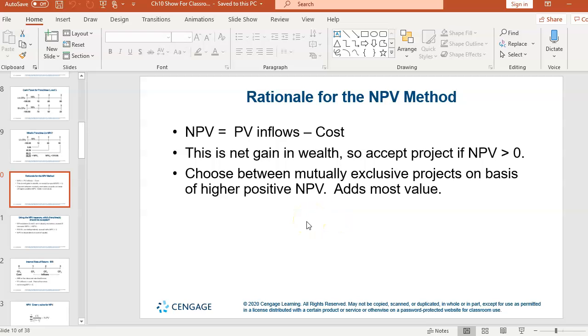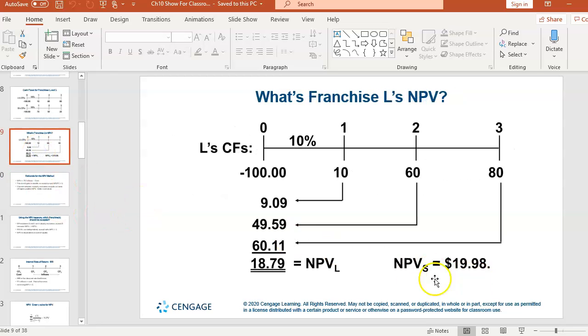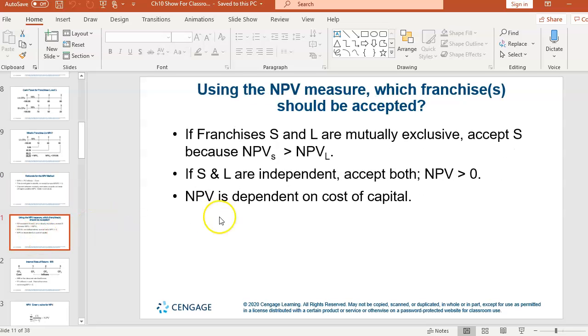And then I have to choose between mutually exclusive projects on the basis of higher NPV, which adds the most value. So going back to here, let's just say that L and S are mutually exclusive. I can only do one. Maybe they both are investments to solve the same problem or to do the same thing, but I've got two possible cash flow patterns based on how I work my investment. Well, clearly I would choose S, right? Now, if they're independent and I could afford both projects, I would say, sure, let's do both. But if they're mutually exclusive and I can do one or the other, I would choose S. Okay, so that's kind of what they tell us right here. I just told you the same thing as this.